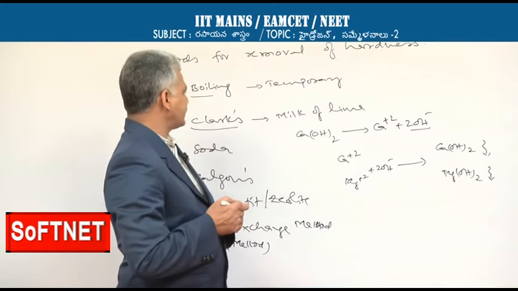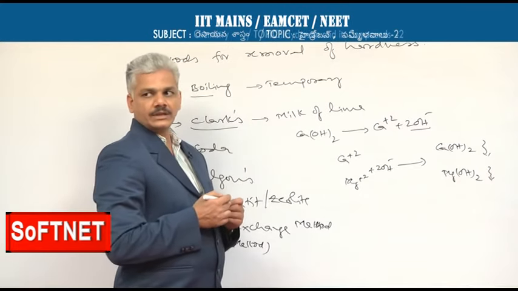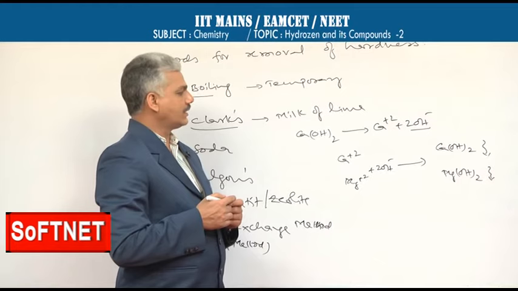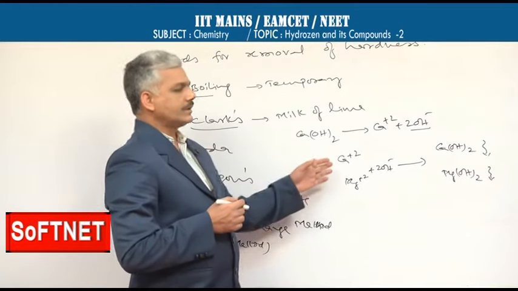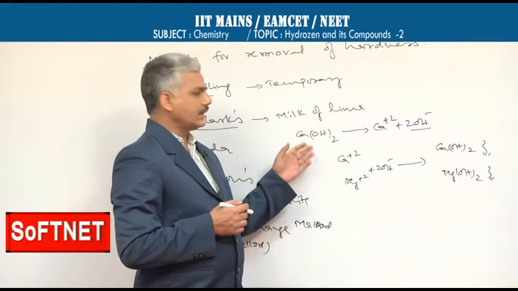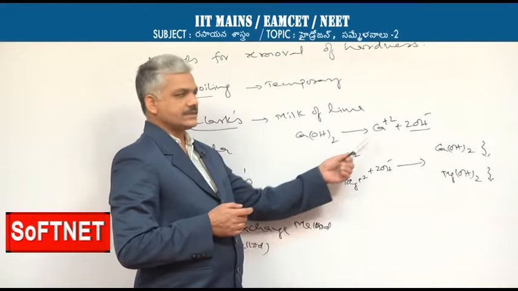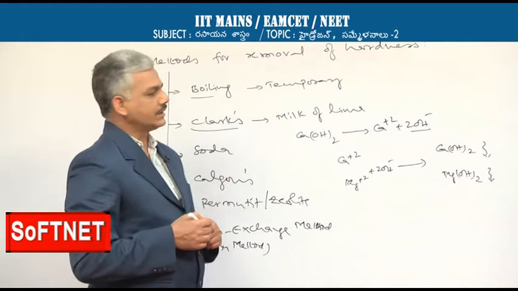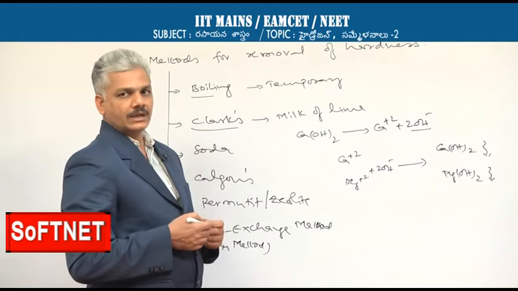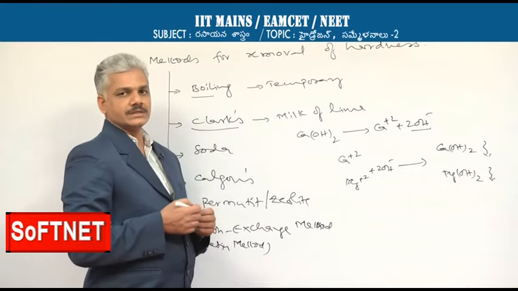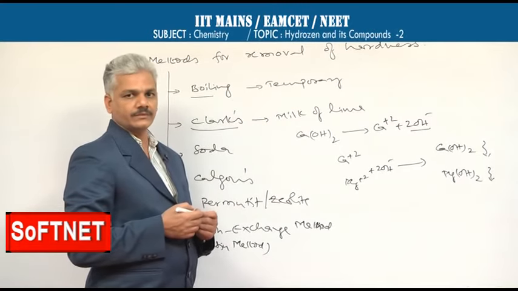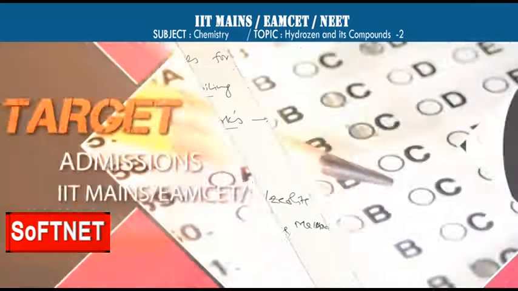So, in this process, both temporary and permanent hardness can be removed. However, the limitation is that to remove the hardness, we are adding milk of lime, which will release calcium ions, which will again impart hardness to water. That is why it is not a suggested method for the removal of hardness of water.